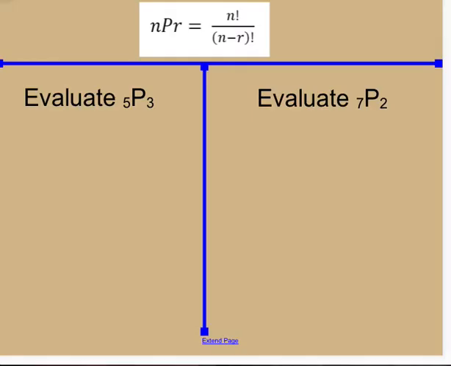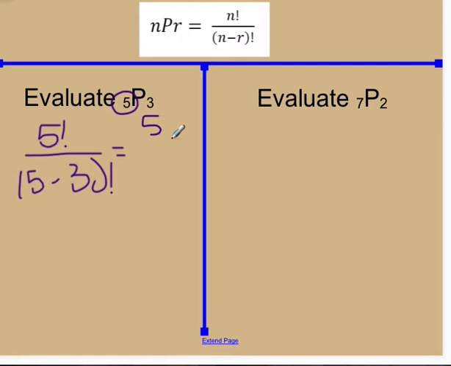So for number 5, evaluate 5P3. 5 is the total. So on the top, we're going to have 5 factorial. And then on the bottom, we're going to have 5 minus 3 factorial. Let's simplify that one more step. On top, we have 5 factorial, and 5 minus 3 factorial is 2 factorial. I'm just going to give this a second to catch up with me here. And on the bottom, we have 2 factorial.